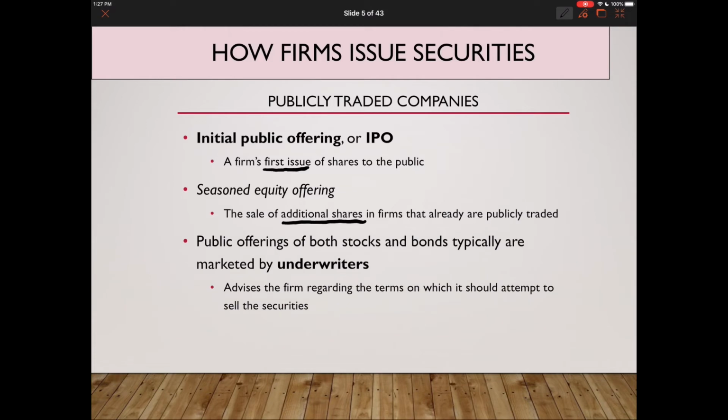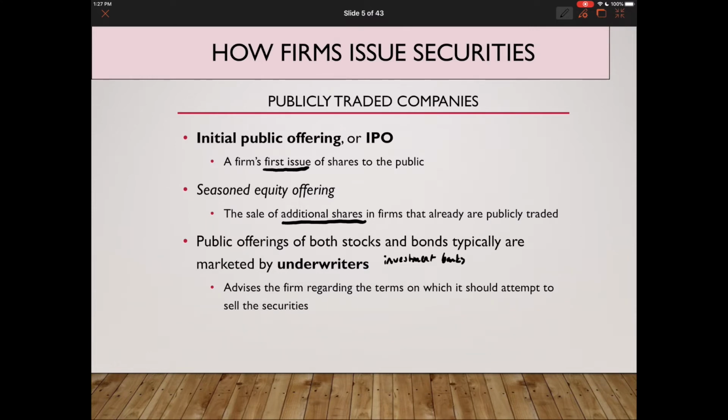Now, these public offerings of both stocks and bonds typically are marketed by underwriters. Underwriters are typically investment banks, such as Morgan Stanley or Goldman Sachs. What these underwriters do is they often purchase the securities from the issuing company and then resell them to the public. This is what is called a firm commitment underwriting. Firm commitment being that they are bearing the risk of selling the shares. They are buying the shares and then reselling them to the public.